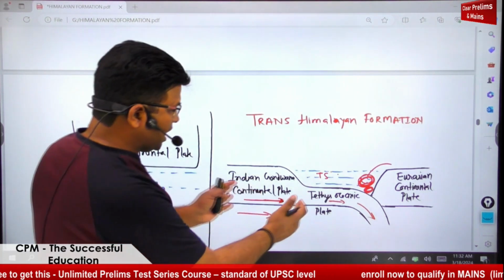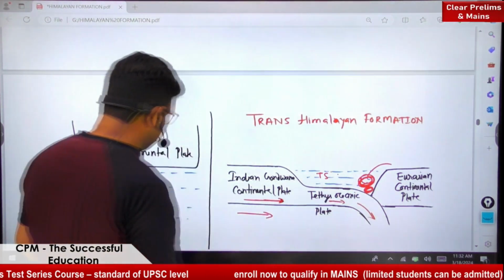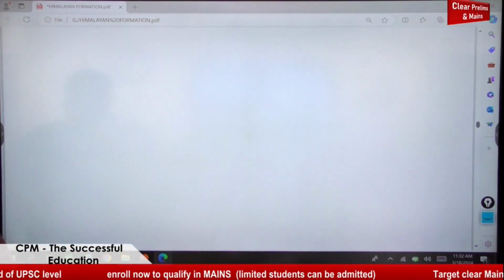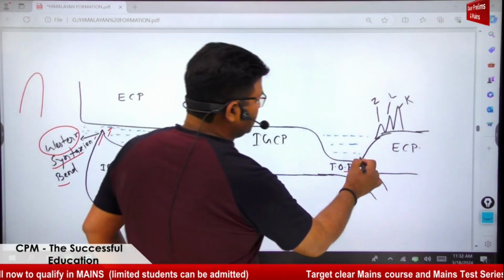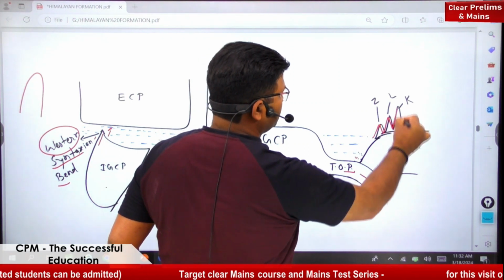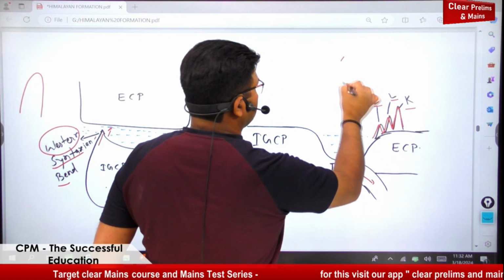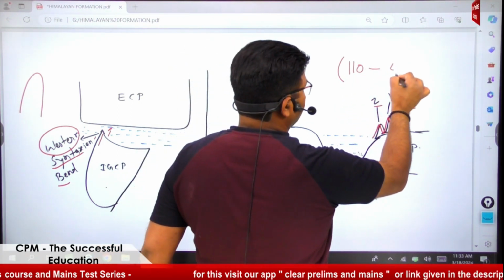And you can see that these two plates are far apart and slowly moving towards each other, and because of that you can see the distance. Now the plates are moving, and the sediment deposited there has been buckled into the fold mountains of Karakoram, Ladakh and Zaskar, formed around 110 to 40 million years ago.